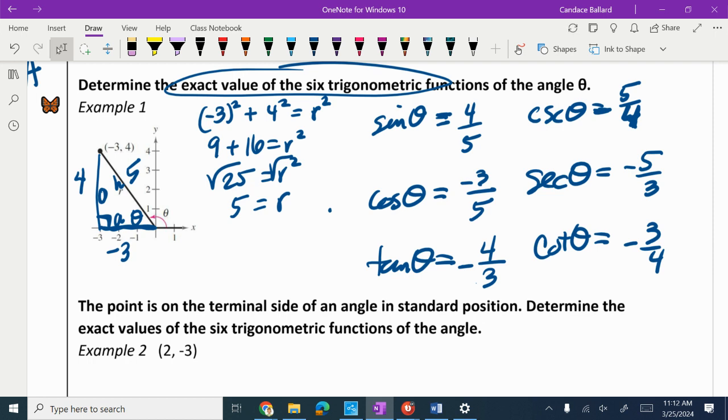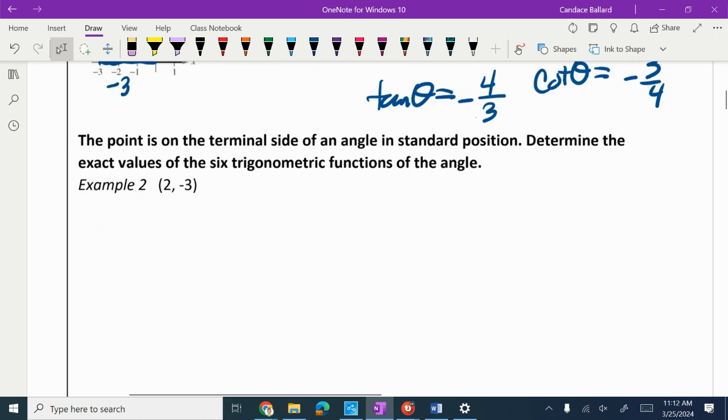This time on this next problem, it's the same problem, but they didn't draw the picture for us. We have to draw our own. Okay. So we're going to do a lot of drawing our own picture today. So let's read it with me as I'm reading it to you. Okay. The point is on a terminal side of the angle in standard position. That just means that you have an angle, and it's on the coordinate plane. Determine the exact values of the 6 trigonometric functions of the angle. So I'm finding all 6 again.